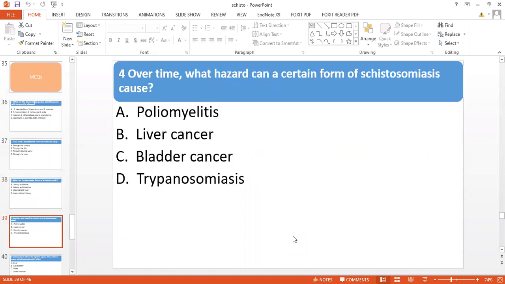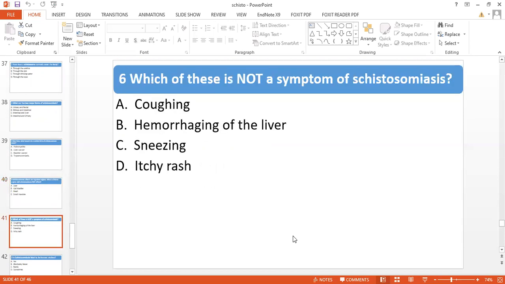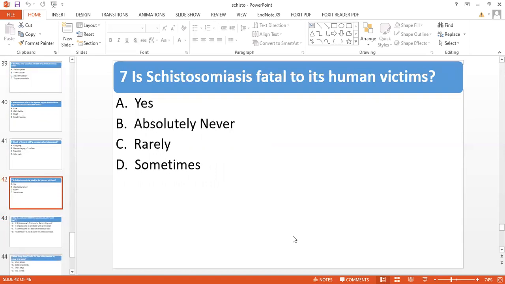Over time, what hazard can a certain form cause? Bladder cancer. It's C. Schistosomiasis affects the digestive organs. Which of the organs will not be affected? Yes, the heart will not be affected. Which of these is not a symptom of schistosomiasis? Sneezing is not associated with it. Is schistosomiasis fatal to human victims? Rarely. Sometimes it is.